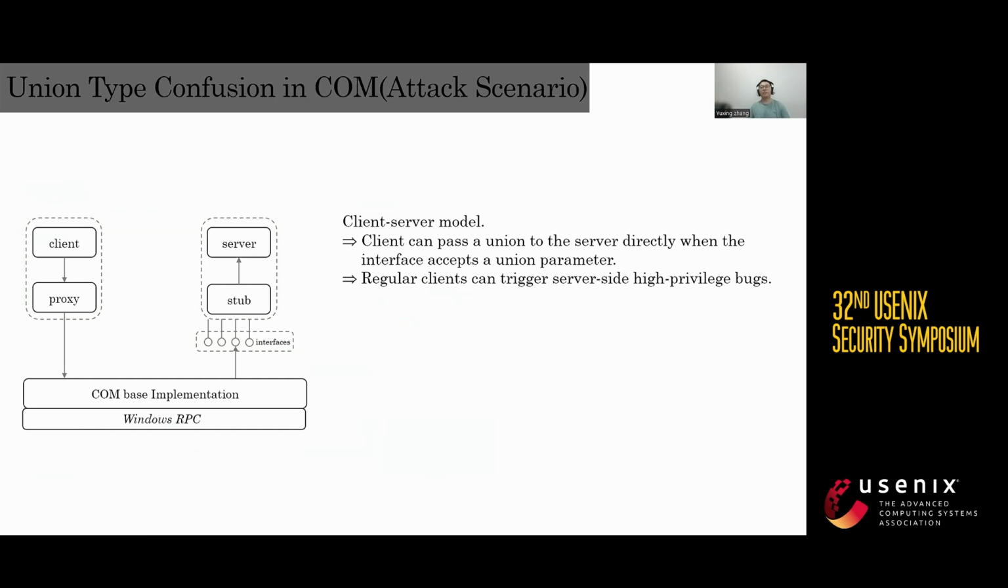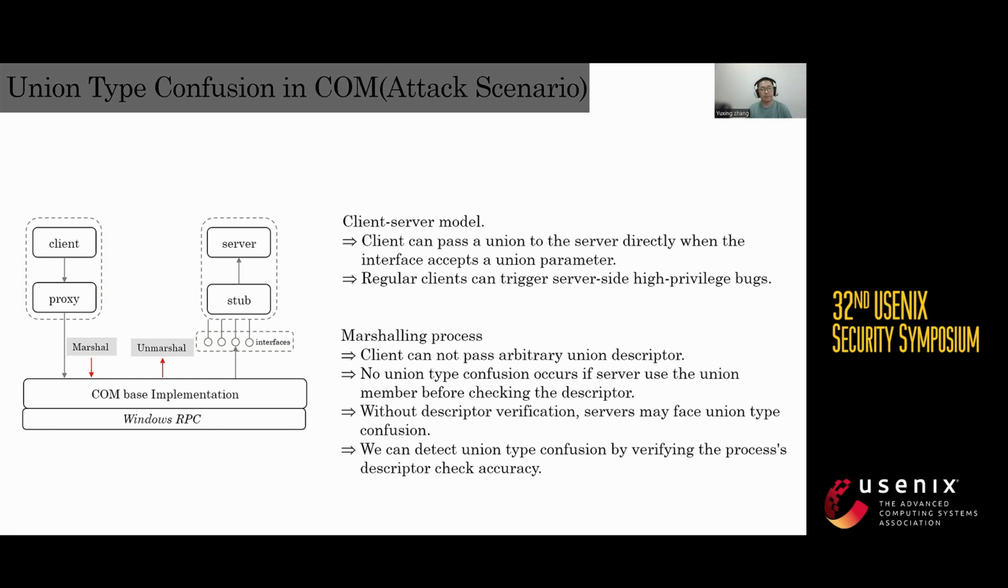Now let's dive deeper into the unit type confusion within COM. COM operates in a server-client model where the COM server exposes certain interfaces that the client can invoke. Specifically, when an interface function accepts unit parameters, a client can pass the unit to the server process in this way. And if a unit type confusion vulnerability exists in the COM server, this action can directly trigger it. Consequently, an ordinary COM client has the potential to activate high privilege bugs on the server side.